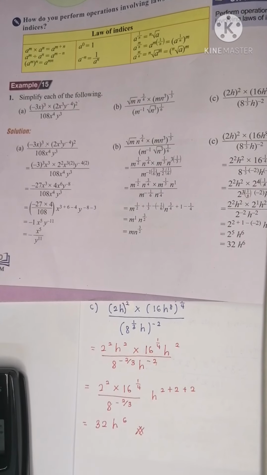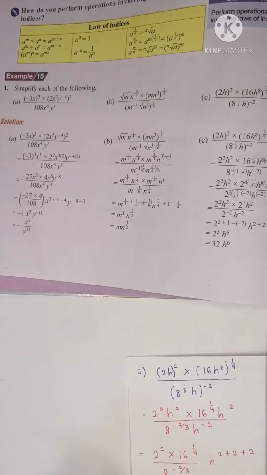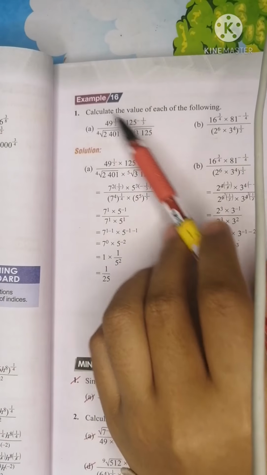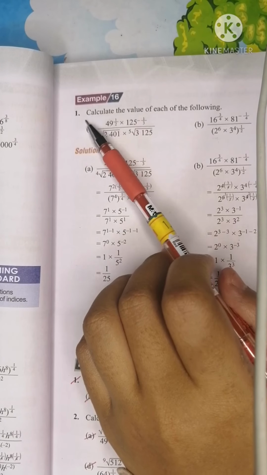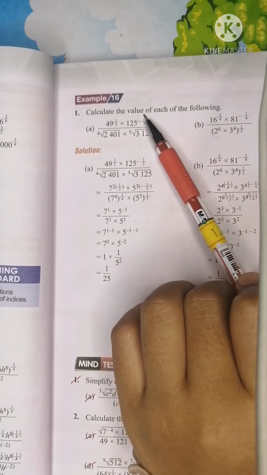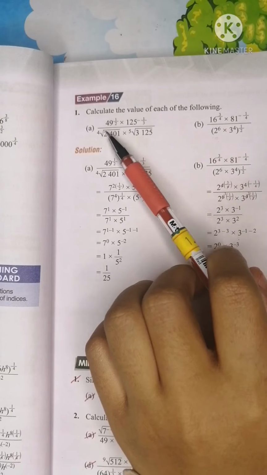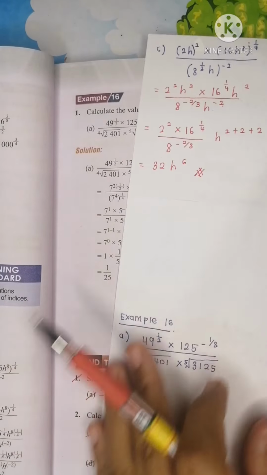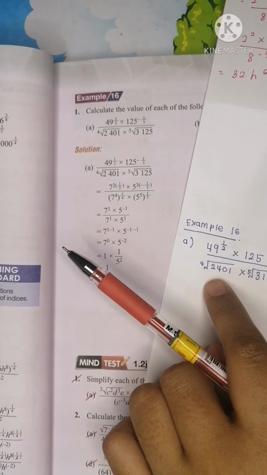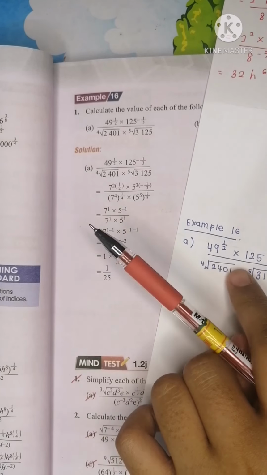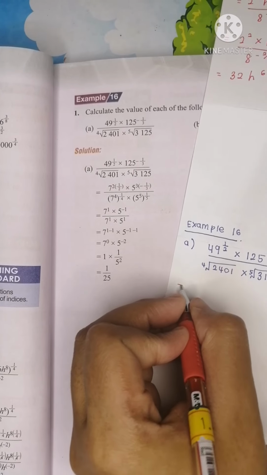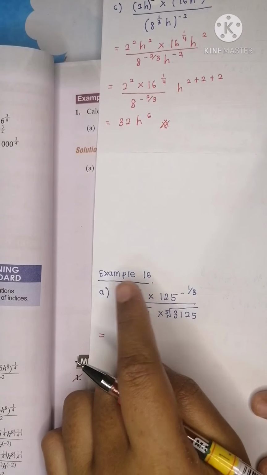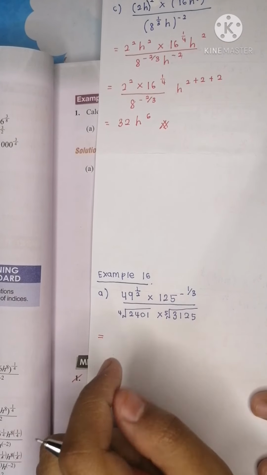Okay, now look at example 16. For example 16, the question asks you to calculate the value of each of the following. So look at A. Example 16A. This is the question. The question asks you to calculate the value.